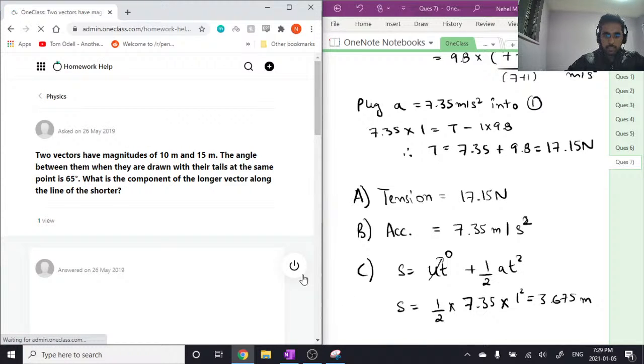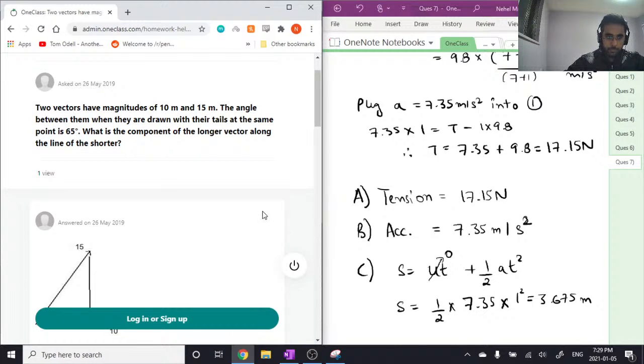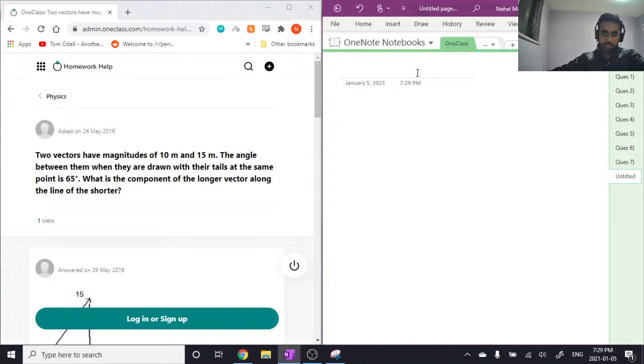I think we're somewhat running out of time. We can actually quickly do this question. This is a fairly straightforward question. Question number 8. Two vectors have magnitudes 10 meters and 15 meters. The angle between them, drawn with their tails at the same point, is 65 degrees. What is the component of the longer vector along the line of the shorter vector?